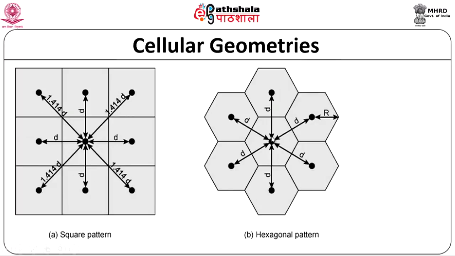So if you go in for a hexagonal pattern, you can see that each cell will have six neighbors, and the distance to the center of each of the neighbors will be a constant d. So it becomes easier for us to handle the adjacency and handle various things, as we will see with respect to cellular networks, when you have this kind of geometry. So the hexagonal pattern is what is chosen.